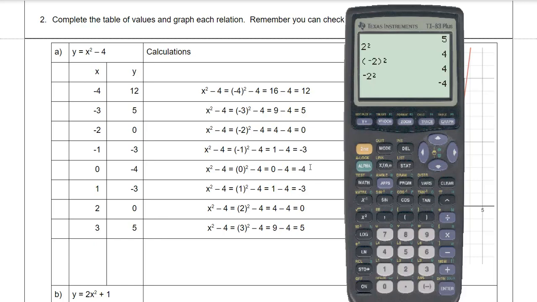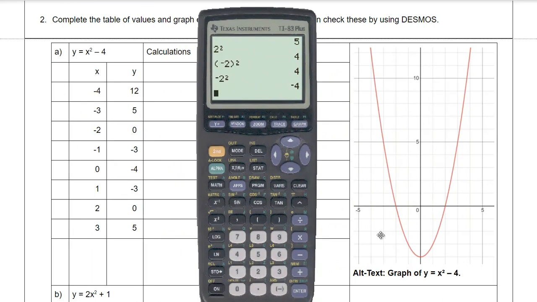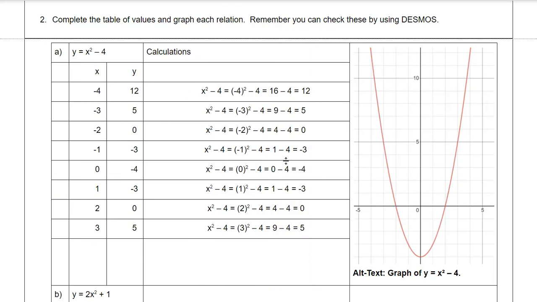So you can see the repetition again. There's a negative 3 here, here, 0 here, here, 5 here, here. If I'd done the next one, if I actually put a 4 in here, I would have gotten 12 again. And so we would plot the points. So for example, I'll put this here. Negative 4, 12 would be this point right here. Negative 3, 5 would be this point right here. Negative 2, 0 would be that point right there. Negative 1, negative 3, 0, negative 4, etc. So that's what the graph will look like for question 2A, not B.